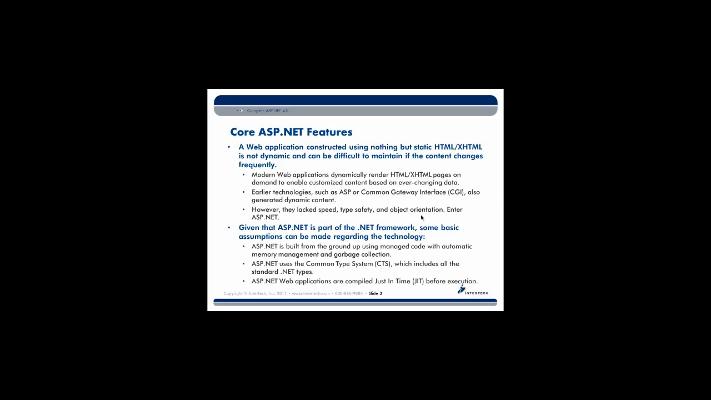ASP.NET also takes advantage of what comes along with the .NET framework. For example, ASP.NET uses the common type system. This is that common set of variable types that we have in any of the .NET languages. Use any .NET language, you're going to find these 15 standard types, whether it be integer, string, boolean, long, short, byte, all of that good stuff. Once you learn those types in one of the .NET languages, of course, they're the same for all the languages. And ASP.NET uses those same types as well.